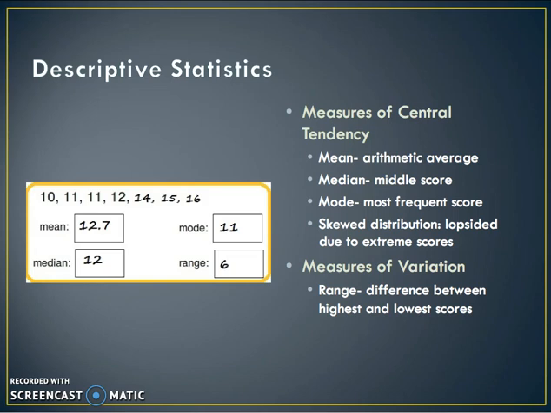We also then look at measures of variation. The first thing we look at is the range. The range is the difference between the highest and lowest scores. So in this situation, if we take 16 and subtract 10 from it, our range becomes 6. I know this seems kind of basic and elementary, but this will pop up on your AP exam. So you need to make sure that you understand those types of descriptive statistics.